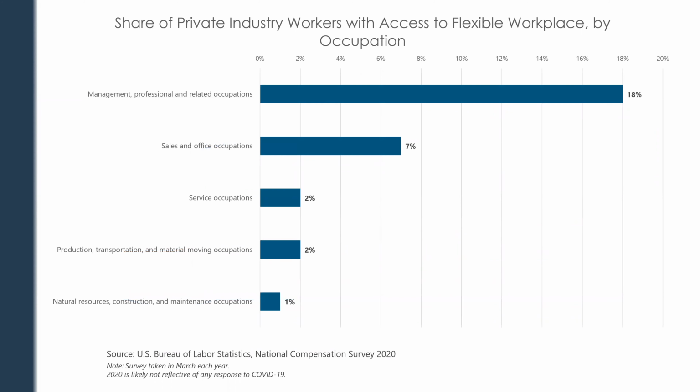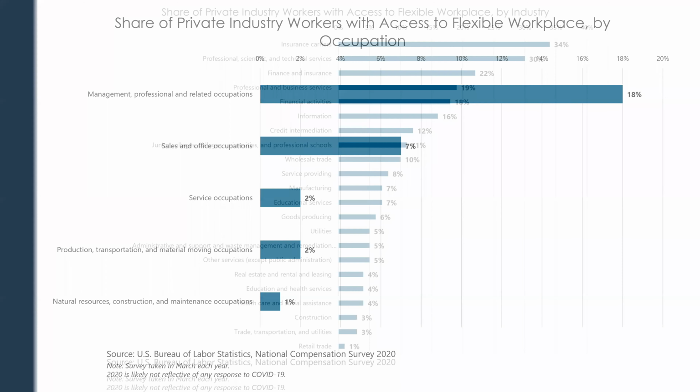If we break that out by occupation, we can see the types of occupations that are more likely to have that benefit. It kind of is what you might expect. Management, professional and related occupations have that availability at 18%. Sales and office occupations, 7%. Again, 7% was the average across the entire group here. And then service occupations, production, transportation, material moving, natural resources, that's 1 or 2% have that available to them. So that also makes sense with what you kind of assume about things.